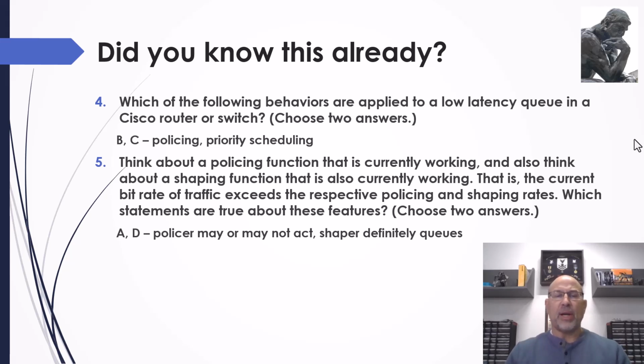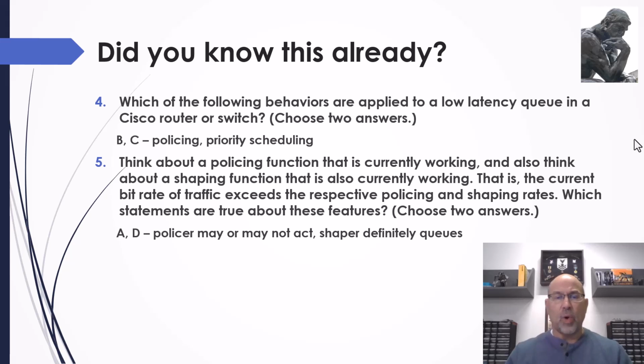Question number 5, think about a policing function that is currently working, and also think about a shaping function that is also currently working. That is, the current bit rate of traffic exceeds the respective policing and shaping rates. So we went over. What do we do now? Which statements are true of these features?